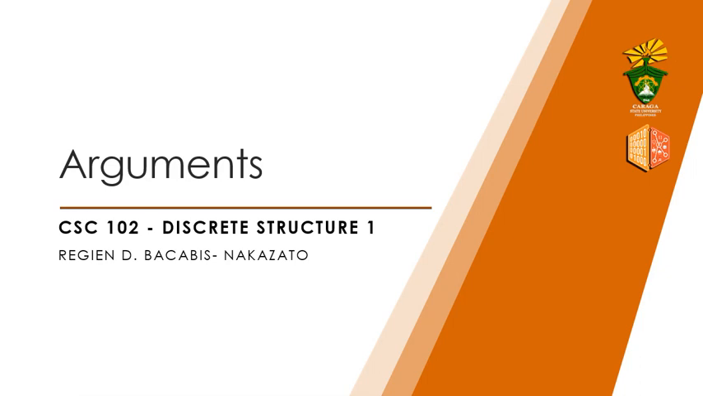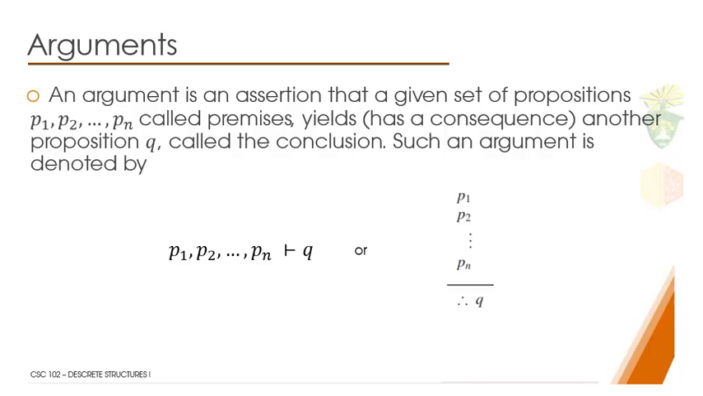Good day, class. In this lecture video, we will be talking about arguments. So what is an argument? An argument is an assertion that a given set of propositions, for example, P sub 1 to P sub n, called premises, yields or has as a consequence another proposition Q. This proposition Q is called a conclusion.